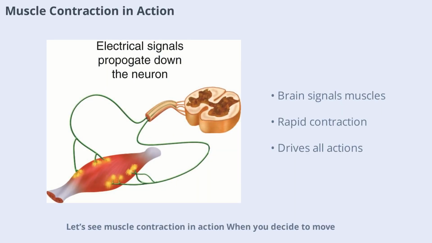When you decide to move, a complex chain of events unfolds. Your brain sends a signal, your nerves transmit it to the muscle, and the muscle fibers contract. This process happens in milliseconds, allowing for rapid and precise movements. Whether you're running, jumping, or simply waving hello, muscle contraction is at the heart of every action.